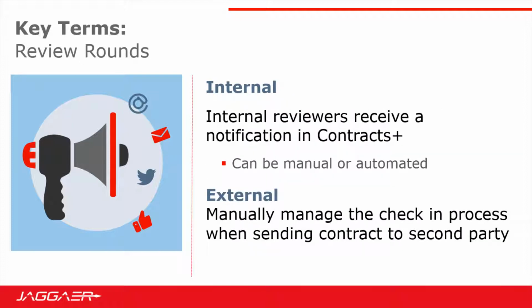Finally, we have review rounds. Review rounds are how we get feedback on our contracts. We have two options for review rounds. Internal refers to the people working within my organization. If I want them to review my contract before I submit it for approval, I can either manually select users that I want to send it to, or I may take advantage of the automated feature and use the pre-approved list of reviewers that I can send this to with just one click. We'll take a look at this later on.